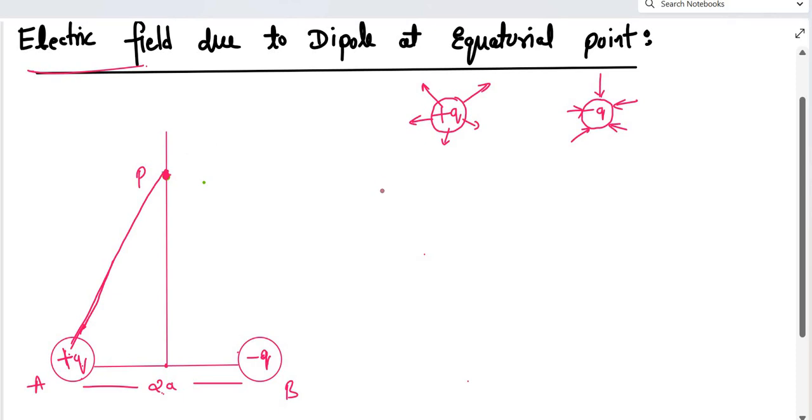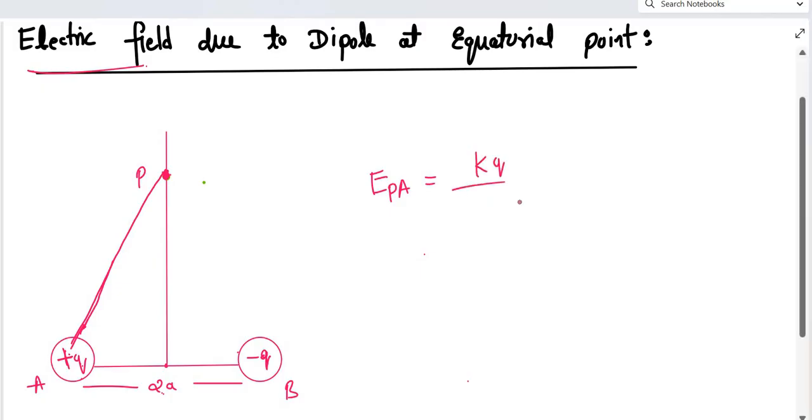At this point, the field due to A, what will be the formula? The basic formula of electric field due to any charge is kq by distance square, right? So what is the distance? If this is 2a, this distance will be a. The distance of point P is always taken from the center of the dipole. Suppose that point is at a distance of x. So what is the distance between point P and the charge, because we are interested to find the field at P due to it?